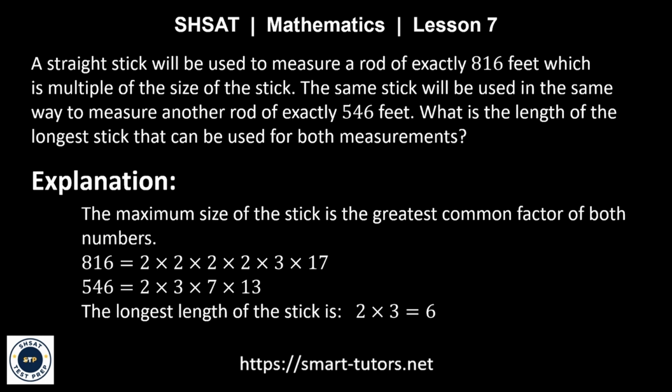A straight stick will be used to measure a rod of exactly 1/18 feet, which is a multiple of the size of the stick. The same stick will be used in the same way to measure another rod of exactly 5/46. What is the length of the longest stick that can be used for both measurements? So the maximum size of the sticks is the greatest common factor of both numbers. So you prime factorize it out. You write out the prime factors of both numbers. And so you're going to look for the common numbers.